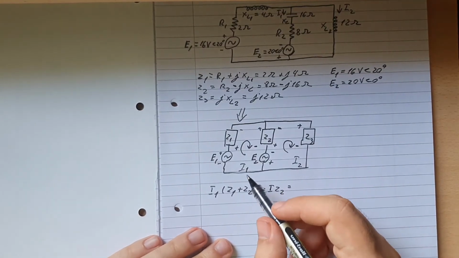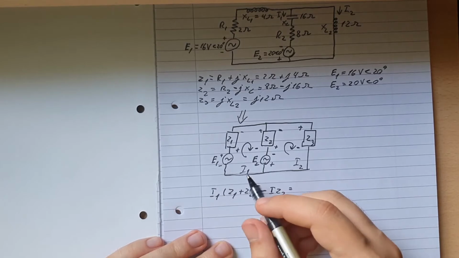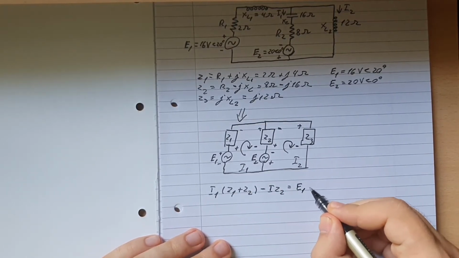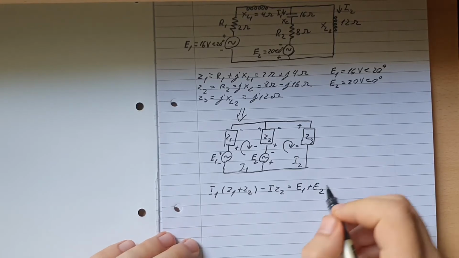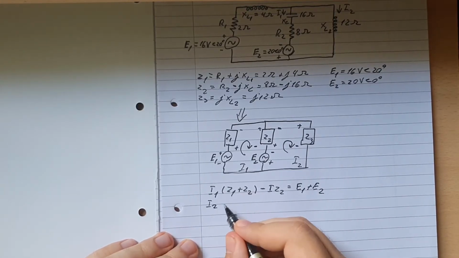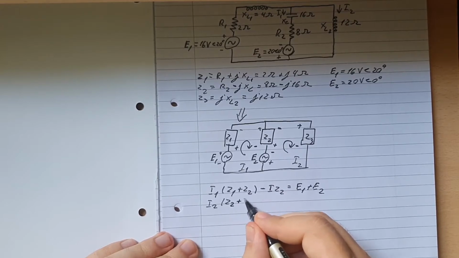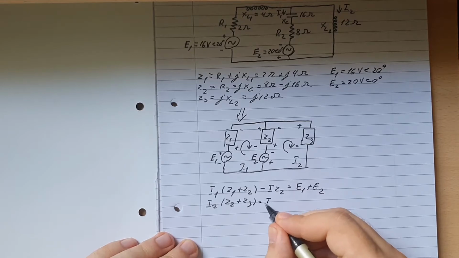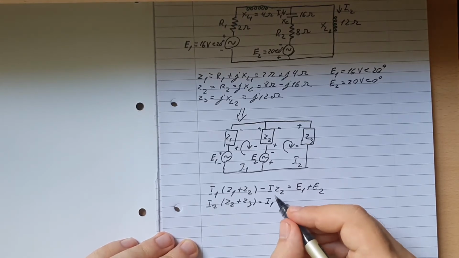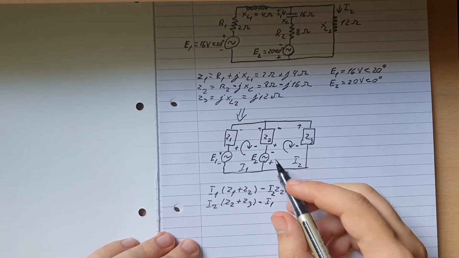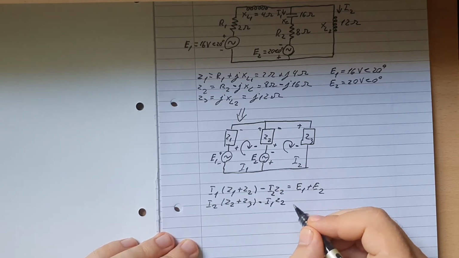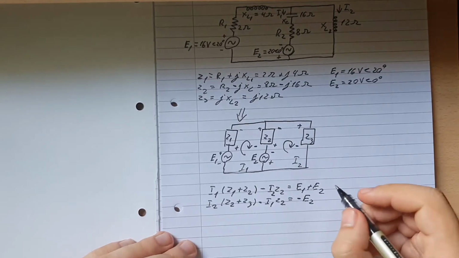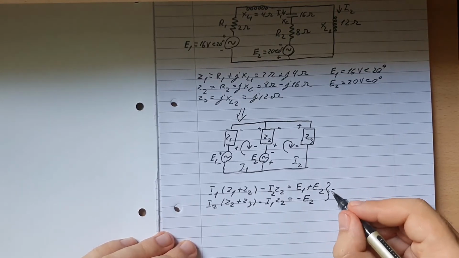Just equal it, and we add those two E's together because they are together inside current one, so that'll be E1 plus E2. Then I2 is equal to Z2 plus Z3 because it goes through these two resistors, minus I1, this one is I2 as well, so I1 through Z2, and that's equal to negative E2. Alright, now we can rewrite this one like this.